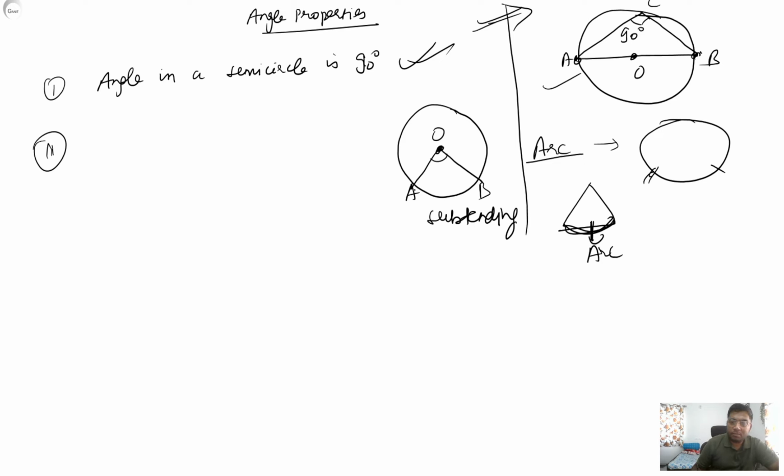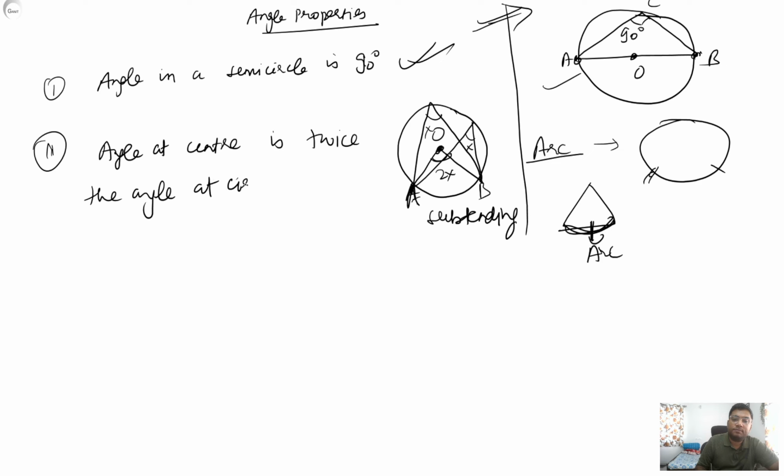Okay. Now the same arc, if it makes another angle anywhere on the circumference, remember guys, anywhere on the circumference, the end points have to be the same. You have to have the arc AB making the angle at the center and at the circumference. So what is the relation then? If these two angles are x and x, they will be equal, of course. Then the center angle will be twice. So the angle at the center is twice the angle at the circumference.